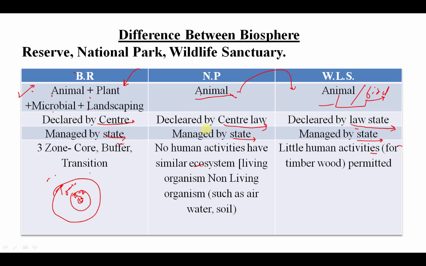Okay, in the national park, no human activities are allowed. It has a similar ecosystem, with living organisms and non-living components such as the air. In wildlife sanctuaries, little human activity is allowed, for timber, wood, etc. If we talk about the disturbance, the national park is the least disturbed, then wildlife sanctuaries, and then the biosphere reserve.